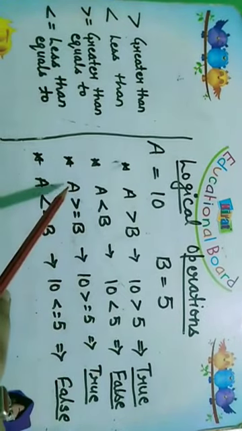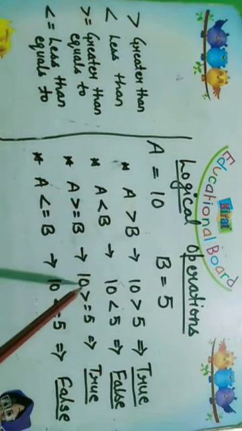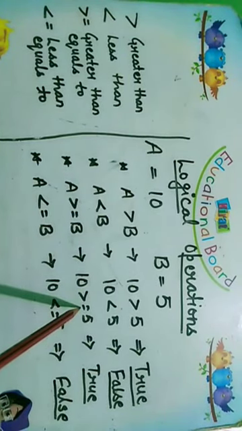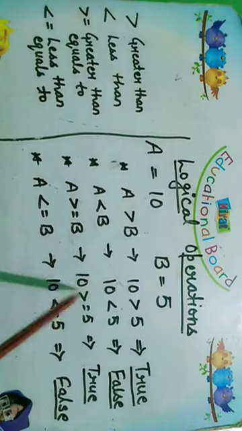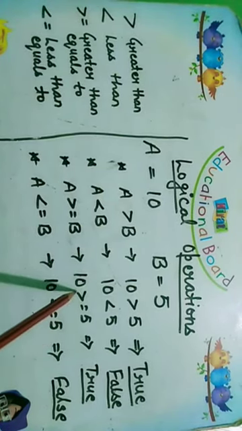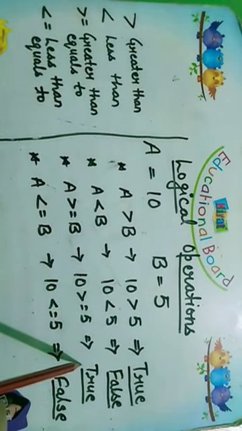Next, A is greater than equals to B means we have to see whether 10 is greater than equals to 5. Here two operators have come together. Now, see, 10 is not equals to 5. Yes, it is greater than 5. That's why the result comes in the form of true.